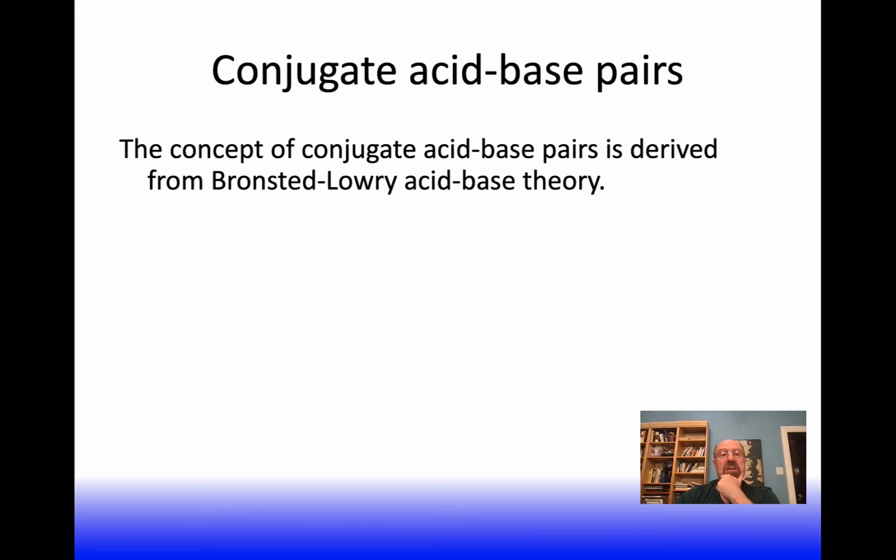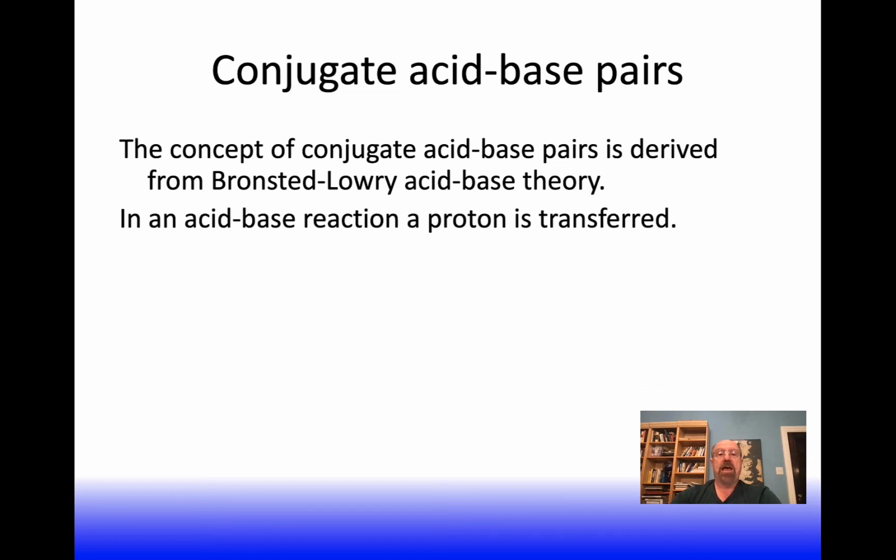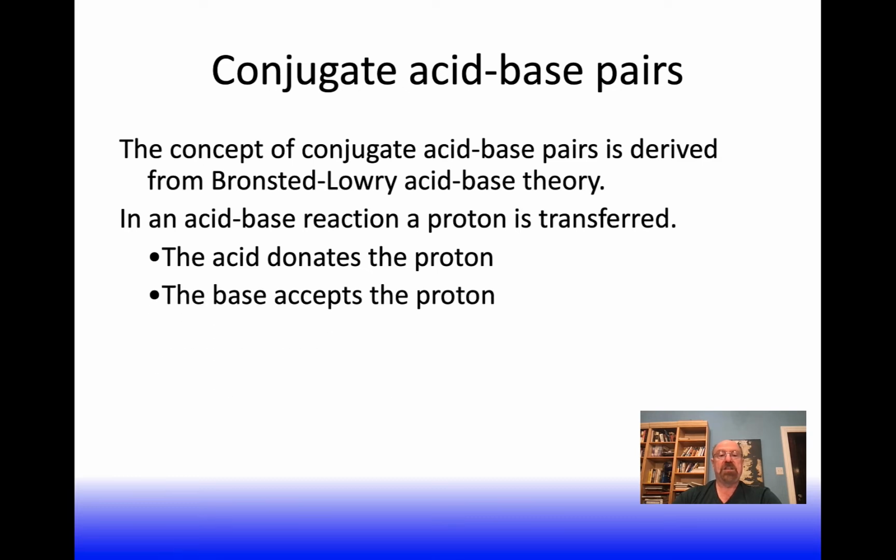Now, the next step is to understand conjugate acid-base pairs. This all comes from Bronsted-Lowry acid-base theory, and we figure this out by looking at reactions. So in an acid-base reaction, a hydrogen ion, a proton, is transferred. The acid donates the proton. The base accepts the proton. So that much we already figured out. We just went over that in the previous slide.